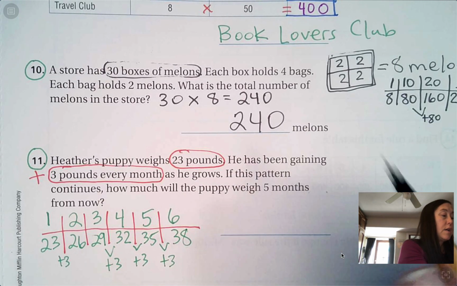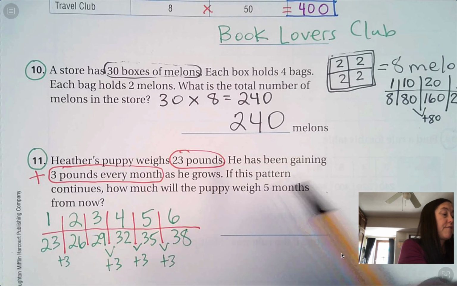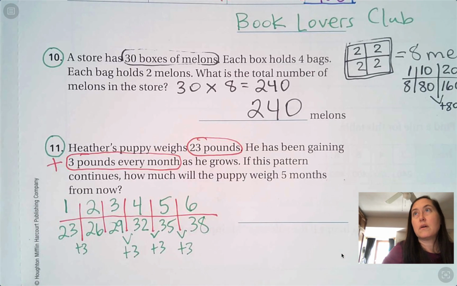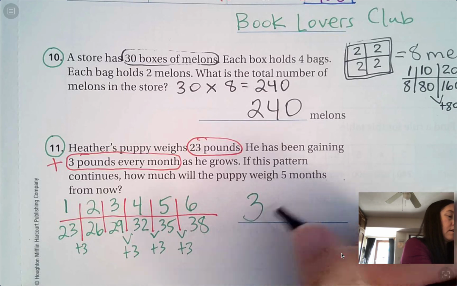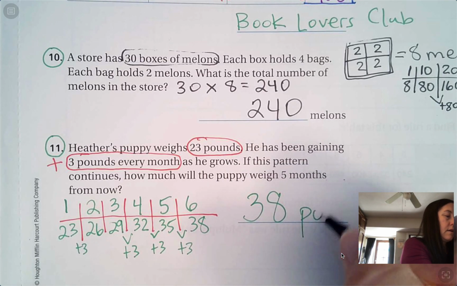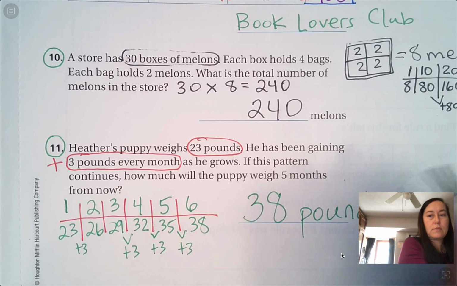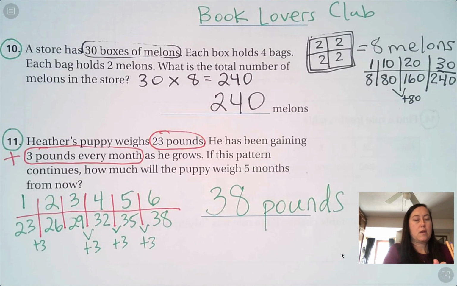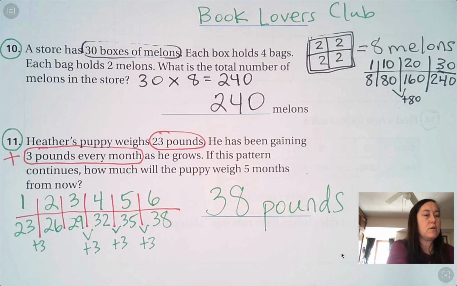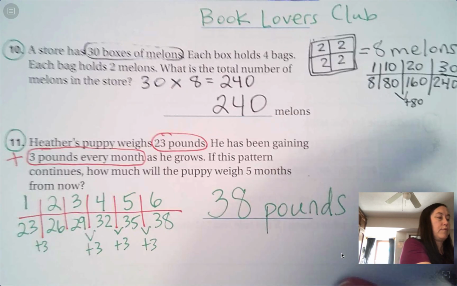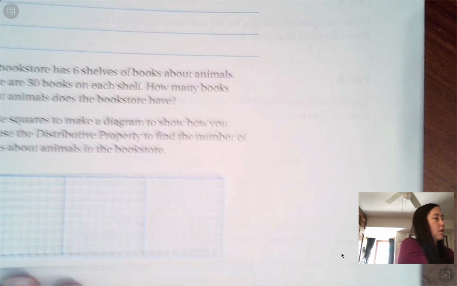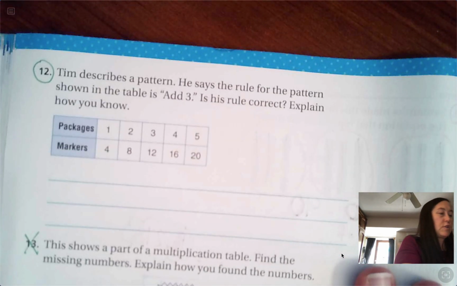So how much will the puppy weigh 5 months from now? It's 38 pounds. Okay, and just drawing a table or a chart was super helpful for that. All right, let's go to number 12.